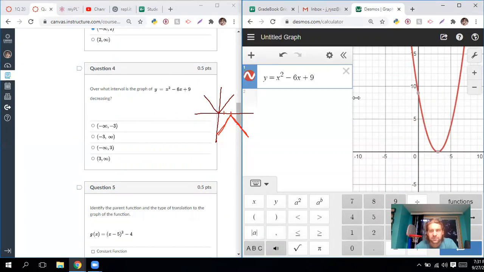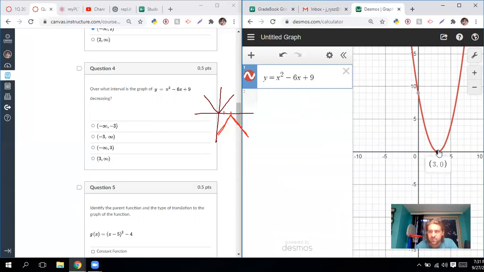And where is it decreasing? Well, the graph starts going down. So from negative infinity all the way to this point here at 3. So negative infinity to 3, this graph is going down. So the best way to answer those questions, just clear them out on Desmos and do the best there.